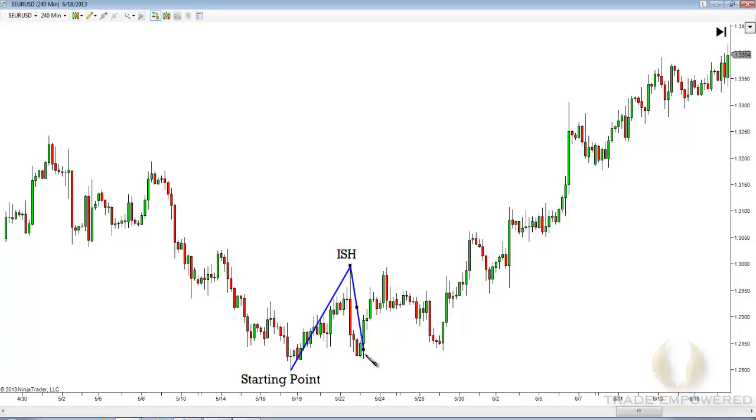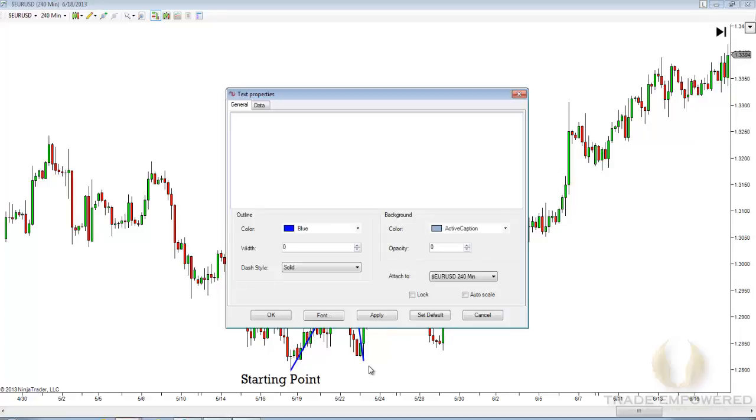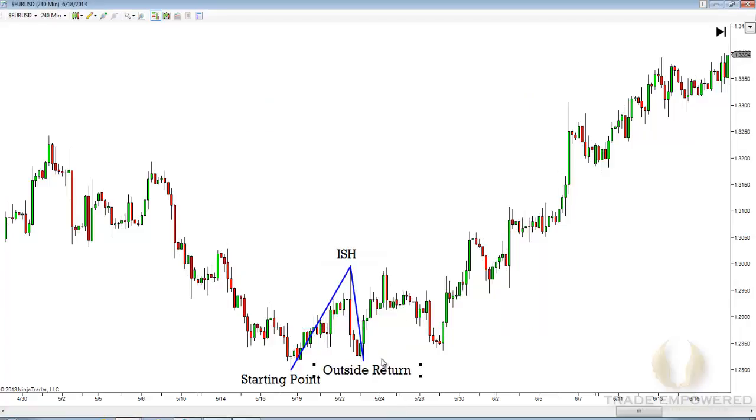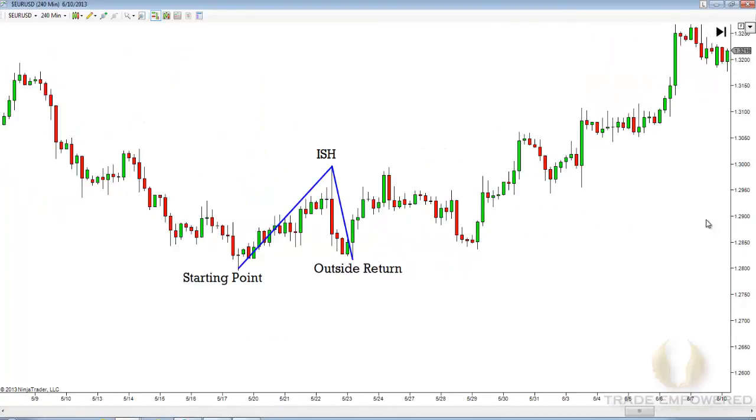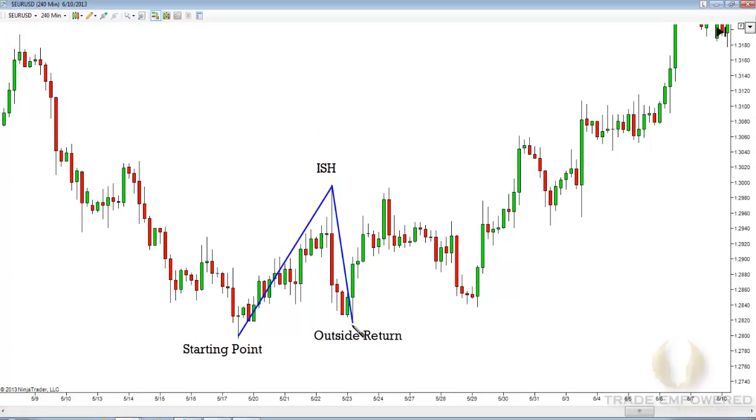You can see the market pushes back down, giving us an outside return. We do come down to test the starting point, but you can see we do not create a lower low, lower close. So this is a valid outside return. Let's adjust this a little bit. Now, this time, as we push up, you can see we test our initial structure high, but we never get that higher high, higher close. So we can't label this as a new structure high because we don't get a higher high, higher close above our previous structure high.